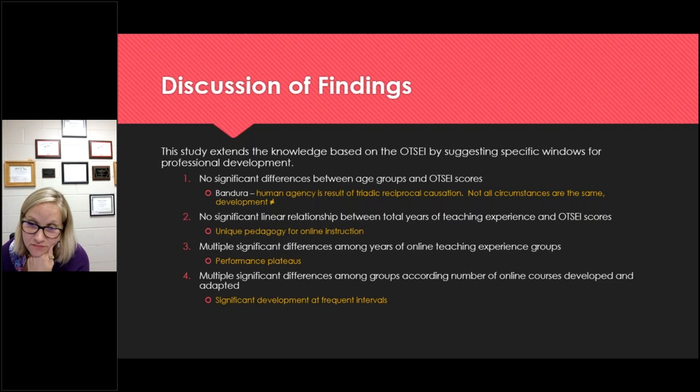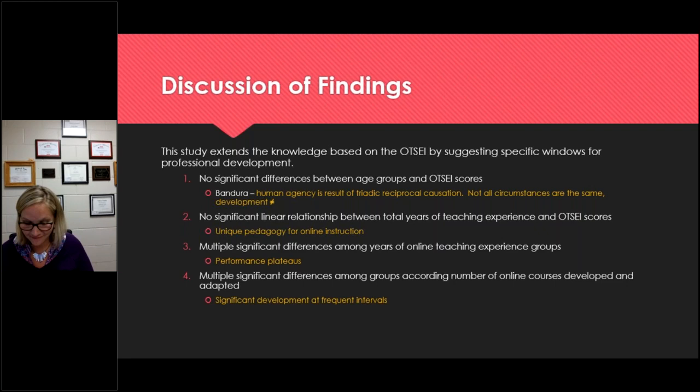Number four, multiple significant differences among groups according to number of online courses developed and adapted. So this particular finding, I think, is significant, obviously, because there were significant differences found, but I find this to be one of the more interesting findings, because when considering online courses developed, this was when significant development occurred at the most frequent intervals. So, in the technology subscale, which was something that most instructors view as a barrier to successful online teaching, they developed at 4 to 6, 7 to 10, and greater than 10.